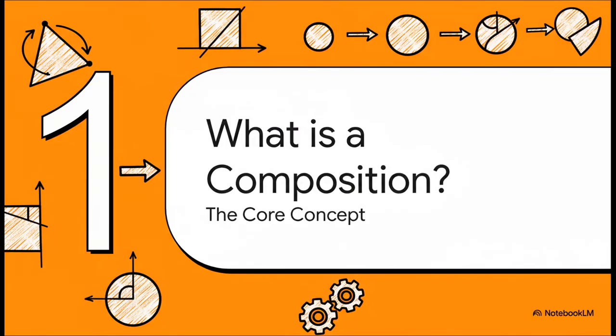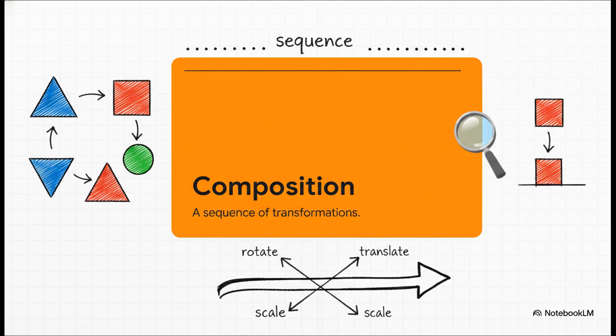All right, first things first, let's get the main idea down. What are we really doing when we talk about making a composition of transformations? You know what? It's actually super simple. A composition is just a sequence of transformations. That's it. It means you do one move, and then you do another move to the result of that first one. Think of it like a 1-2 punch. First one thing, then the next.